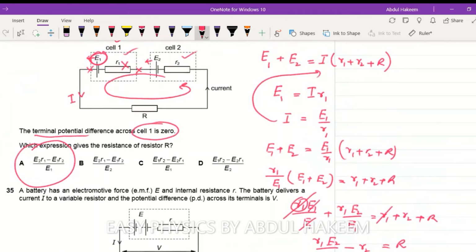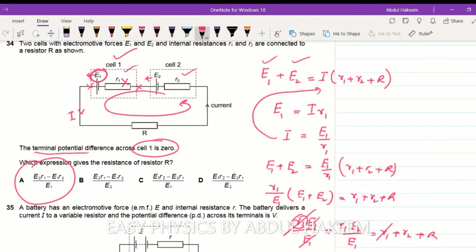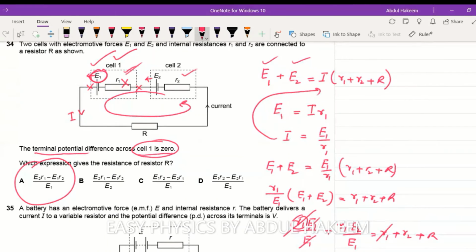So I repeat. First we have to apply Kirchhoff's second law. The sum of the EMF supplied, E1 and E2, both are positive because the selected direction is anti-clockwise. So both cells are taken positive. I is the current, and the sum of the resistors R1, R2 internal resistors plus capital R external. But the statement is the terminal potential of this cell is 0, meaning the whole of the EMF is lost across the internal resistance. So E1 is equal to I R1, I is equal to E1 over R1.